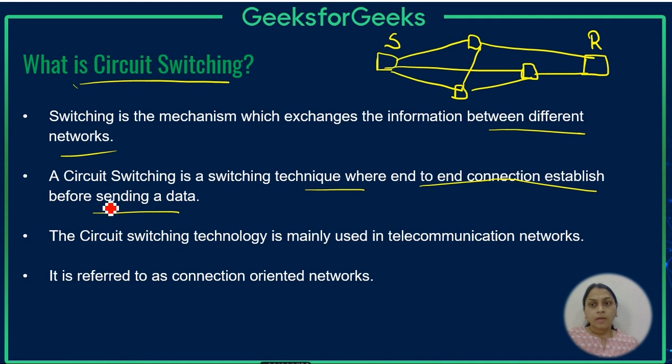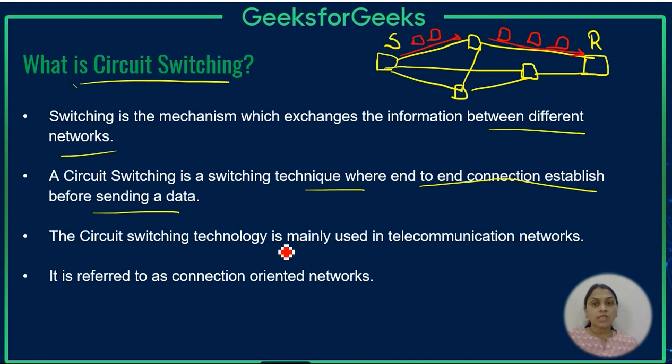From the start itself, an end-to-end connection is established before sending the data. Before trying to send the data, first try to establish a connection. So now I want to go in this direction, so establish a connection before sending the data. Once the connection is established, now send the packets over the network. This is circuit switching: a switching technique where an end-to-end connection is established before sending the data.